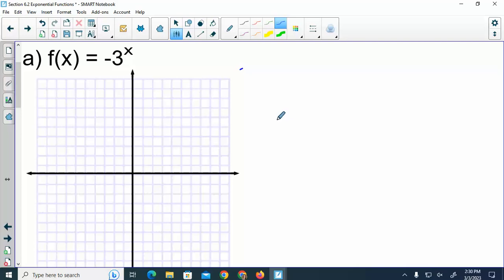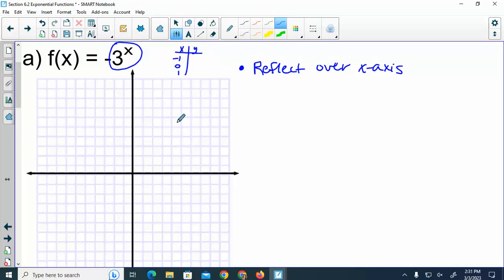All right. So, what's my transformation this time? What's different on this one? Reflect over the x-axis. Yeah, a negative out in front would flip or reflect over the x-axis. Okay, so my parent function here is the 3 to the x. Let's graph that first. Now you can write out your ordered pairs. You don't have to. That's completely up to you. You just have to be able to plot them.